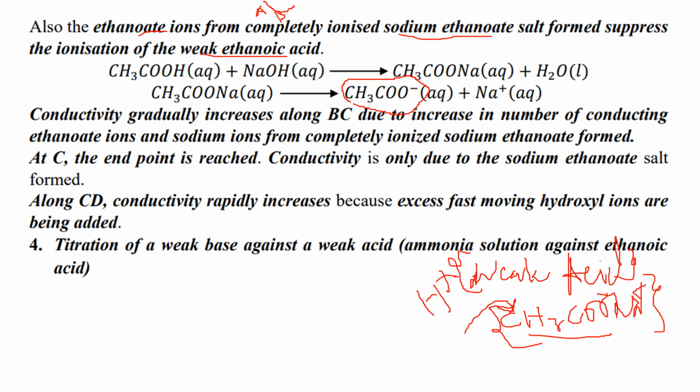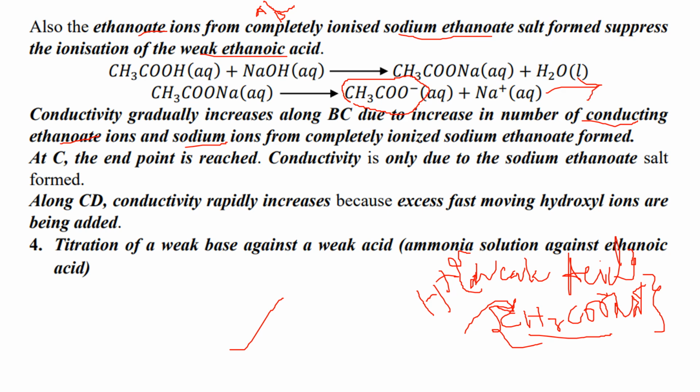Now proceeding, we look at BC, B to the endpoint which was C. So conductivity is gradually increasing there due to the increase in the number of conducting ethanoate ions. But these ethanoate ions and sodium ions are going to be coming from your fully ionized salt, sodium ethanoate.